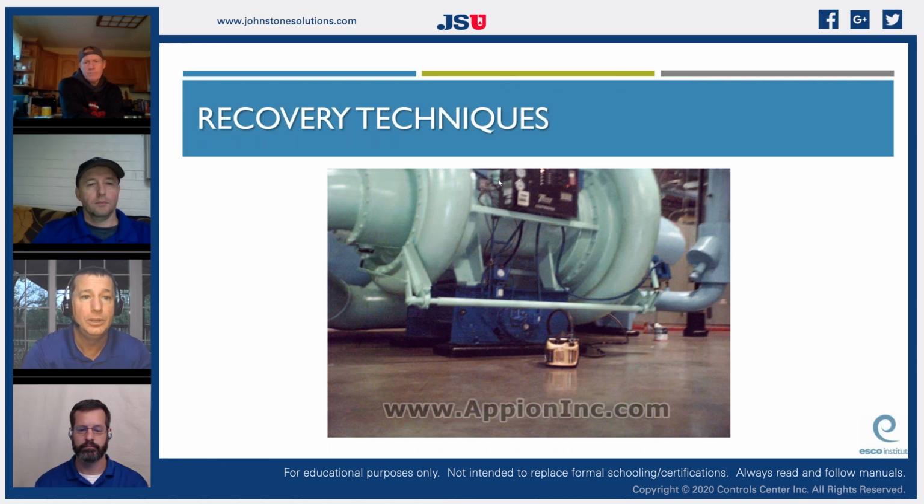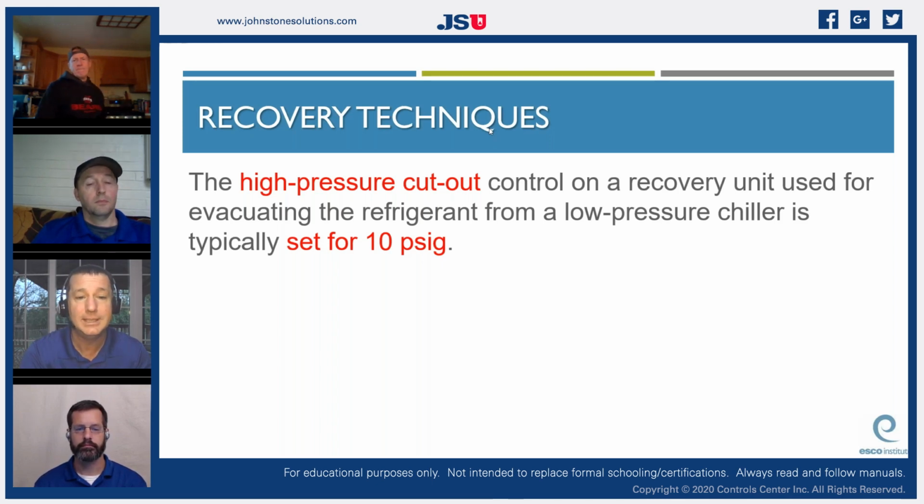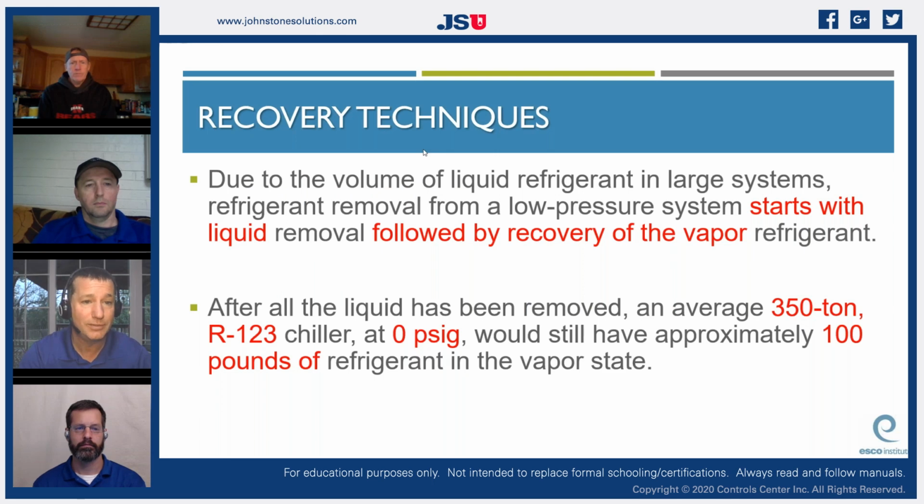Now, if we get into some recovery techniques, we've got a few things to consider on these low pressure systems. The high pressure cutout control on a recovery unit used for evacuating the refrigerant from a low pressure chiller is typically set to 10 PSIG. So I cannot take my standard G5 twin and put it on that system. The G5 twin, I've run mine into very high pressures before. I won't say how high, but very high. So if I'm using it on these very low pressure systems, I have to have a cutout pressure of 10 PSI. I go, man, why 10 PSI? Well, remember, we had a 10 PSI rupture disc on our evaporator coil. So I have to maintain my low pressure on these systems. Because if I'm using that push-pull method with my recovery, and I'm taking vapor off my tank and putting it back into my system, 10 PSI, and that thing blows.